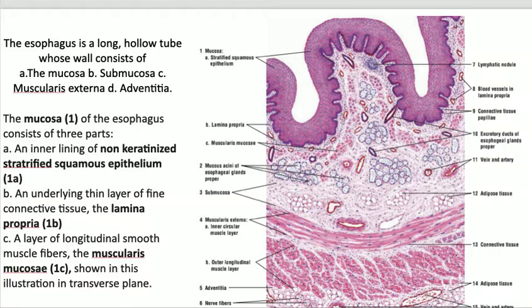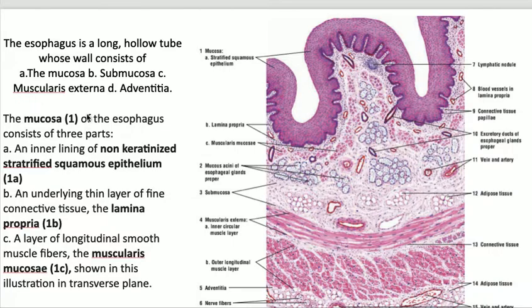Like we've discussed before in the general plan of the GIT, the esophagus is a long hollow tube and it's going to consist of basically four layers: the innermost mucosa, the submucosa, the muscularis externa, and the adventitia. Adventitia over here because this is an extraperitoneal organ, the thoracic esophagus.